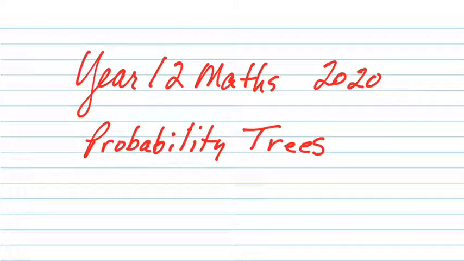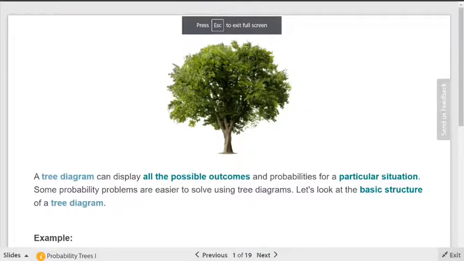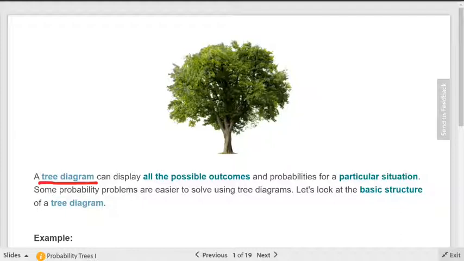All right, so let's just go to our Education Perfect and look at the information from there. It says a tree diagram can display all the possible outcomes for a particular situation. Some probability problems are easier to solve using tree diagrams. So what we're going to do today is look at the basic structure. All right? So what you need to write in your notes is a tree diagram, also known as a probability tree, is simply a way to display all of the possible outcomes and probabilities for a particular situation. Okay? So there's what you need in your notes.